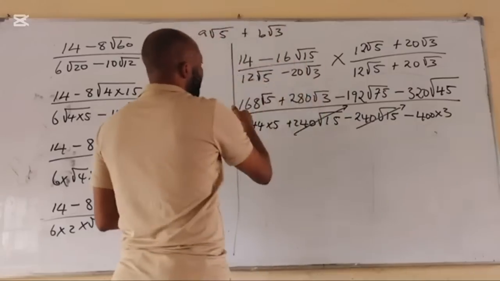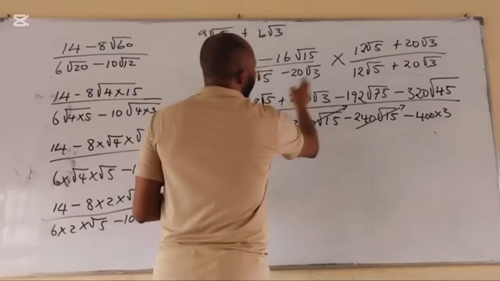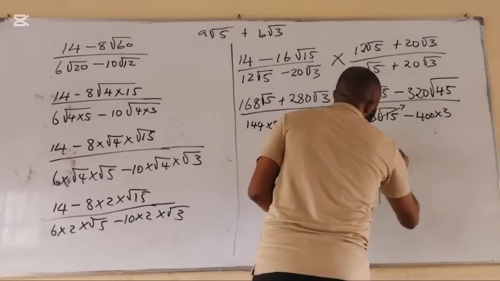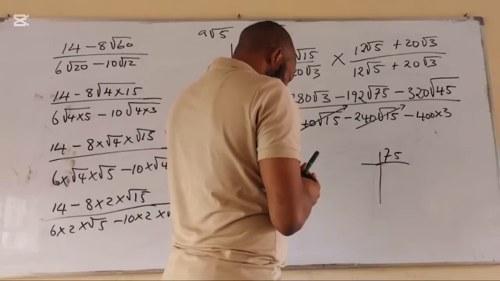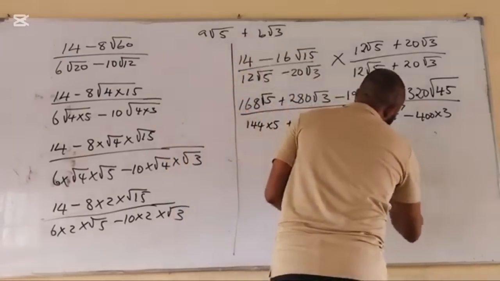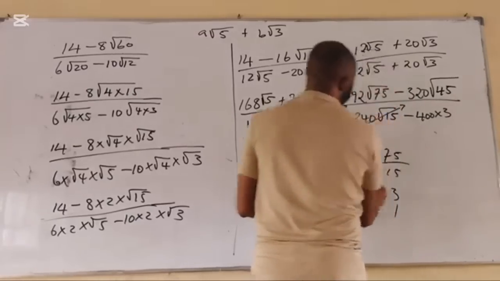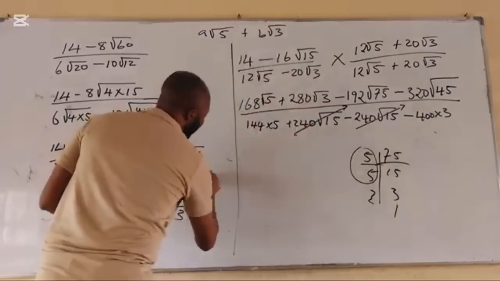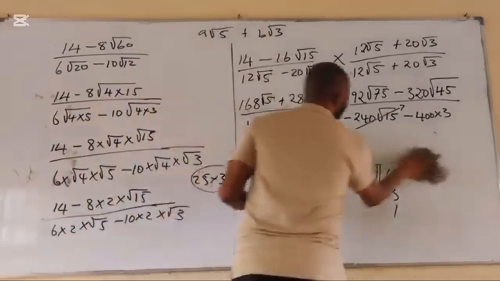Now let's go back up. I have 168 root 5. I can simplify this further. So 75, let's break it down first. 75 divided by 5 is 15. 5 goes here is 15. 5 goes here is 3. So that's 25 times 3 for 75. So let me just keep it here, 25 times 3. So I'll take this out.